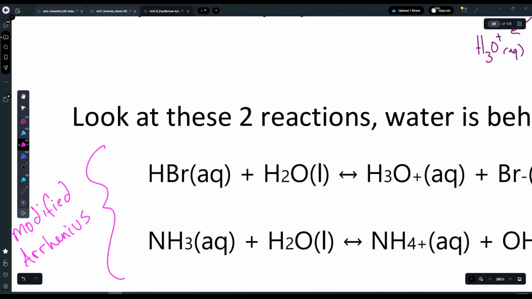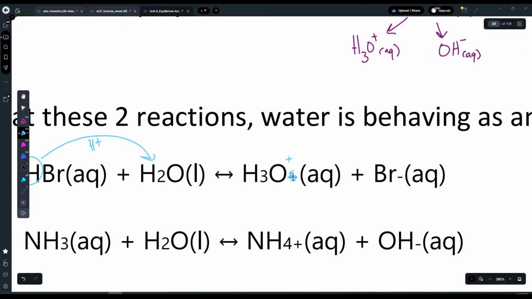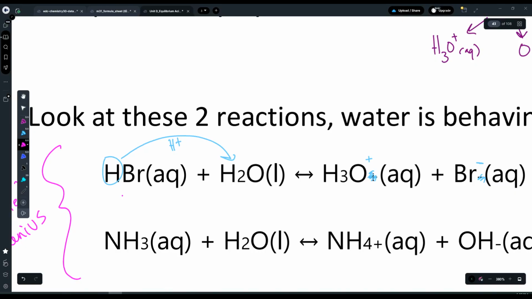So what's happening in this first one here is we have hydrobromic acid, and the hydrogen ion moves away from the acid towards the substance that's acting as our base to give us hydronium ion. So this should be a superscript, and same with this charge on the bromide ion. Okay, so this is our acid, and this is acting like a base, however its pH is neutral.